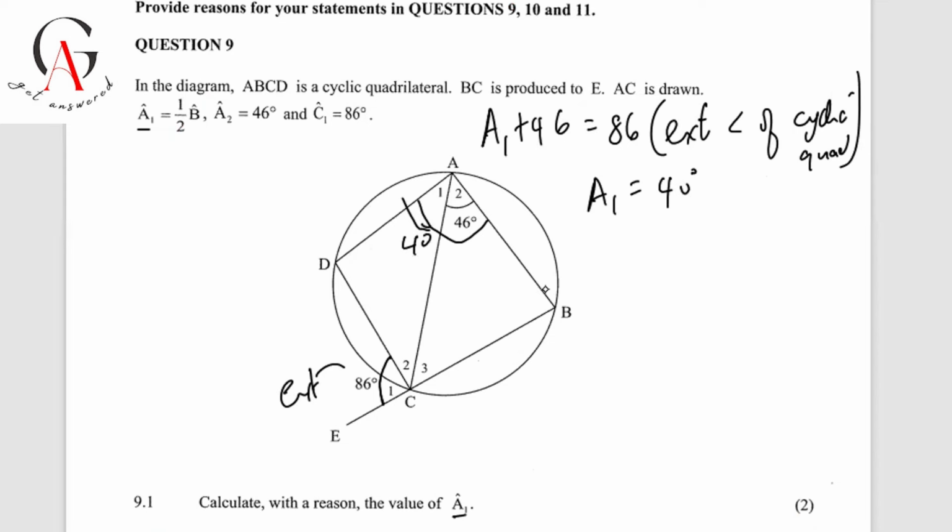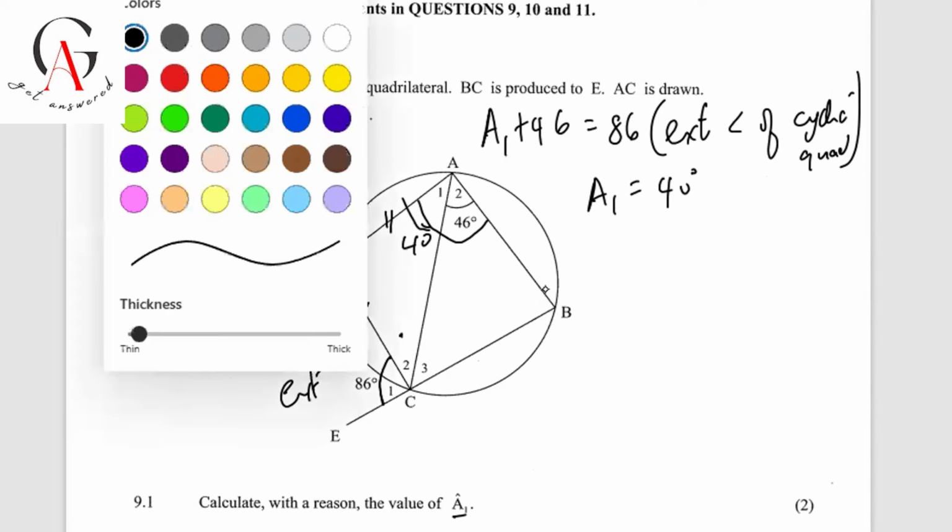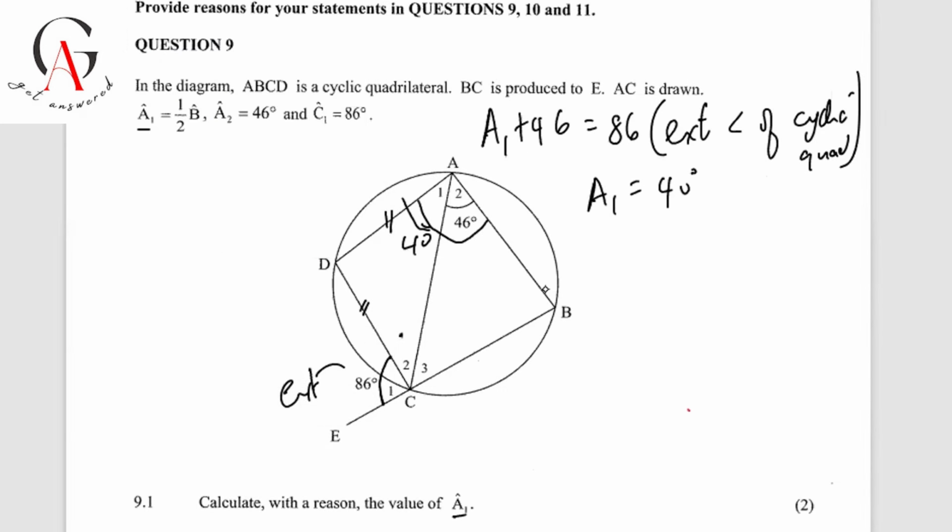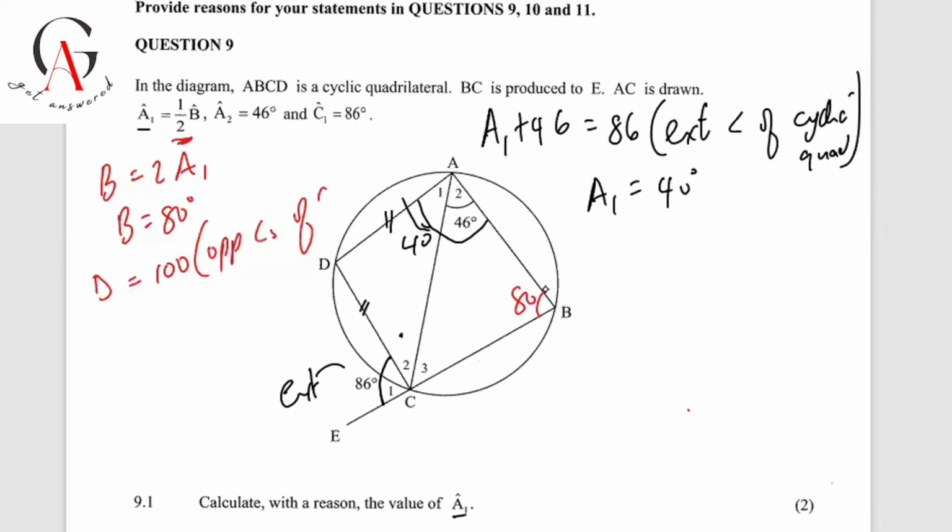All right. So if A1 is 40, they want us to prove that AD, this one, is the same as DC. For us to prove that, we just need to make sure that C2 is 40. That's the only thing we have to do. So let's use this. B is going to be twice A1, which means that our B is going to be 80 degrees. That is 80. And then angle D is going to be 100. Reason: opposite angles of a cyclic quadrilateral.